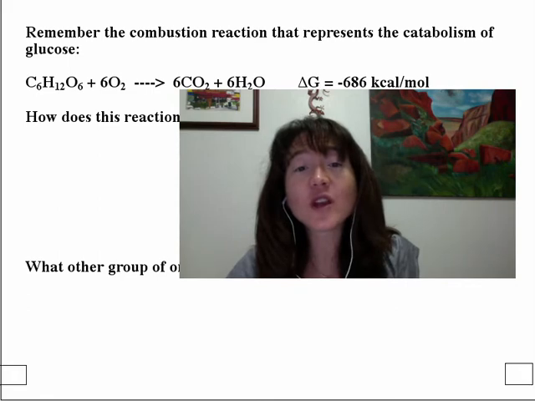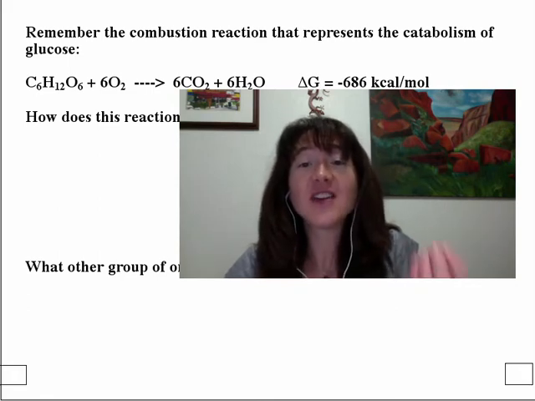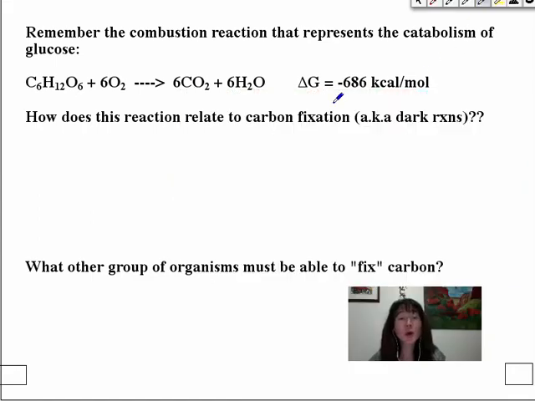And we notice that if we look at that reaction in reverse, we get a reaction with a delta G that is positive. So in fact, let's write down that delta G, recognizing that for the reverse reaction, it would be positive 686 kilocalories per mole. Of course, if I can read my chicken scratch there.